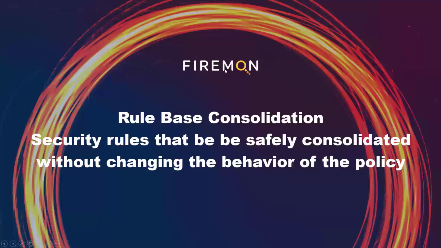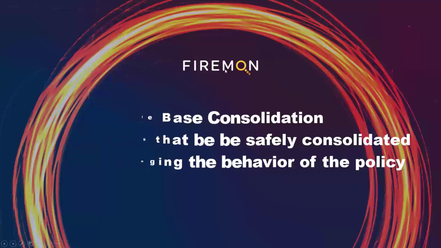Rule-based consolidation looks at a rule base to find similar rules that can be combined. This allows us to shrink the rule base and may help in device performance.